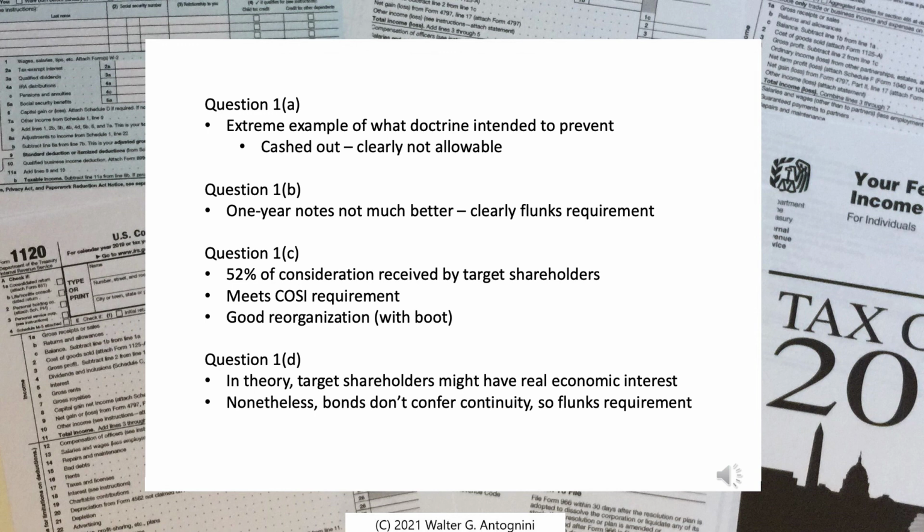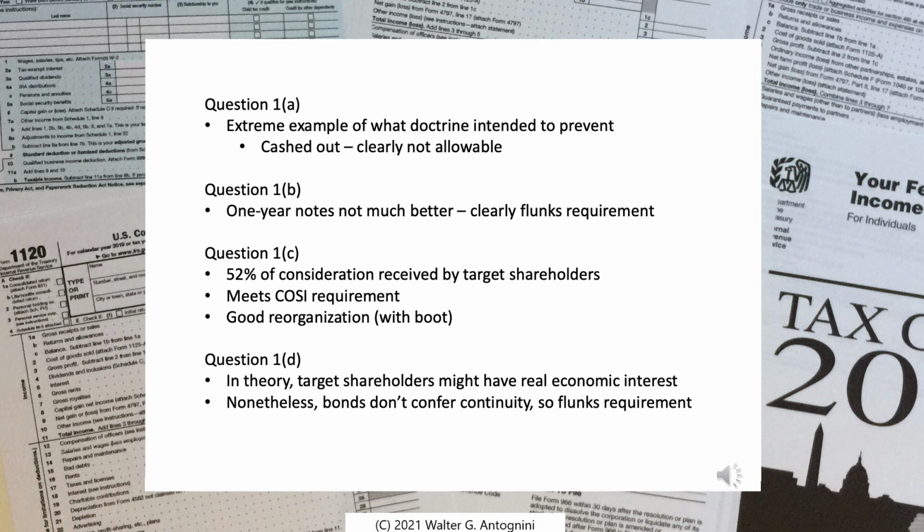In 1C, they each receive common stock of 26 as well as cash of 24. So they each get common stock worth 26, they each get cash of 24. Here, some consideration received by the historic target shareholders is equity of the acquirer, which is good, but is it enough? The answer is yes. It is more than 50%, which is enough even for ruling purposes. So this is a good reorganization, albeit one with boot.